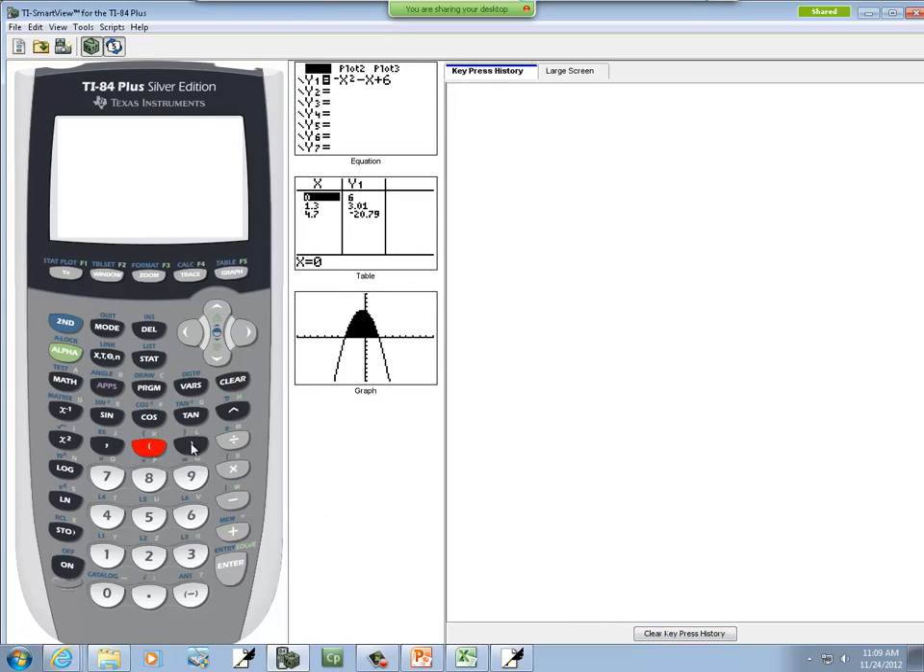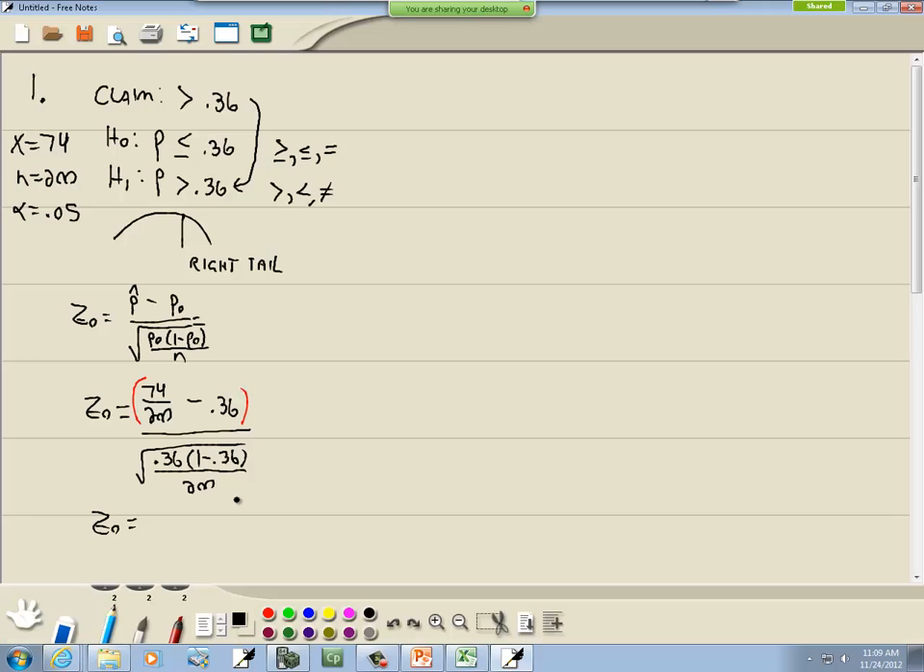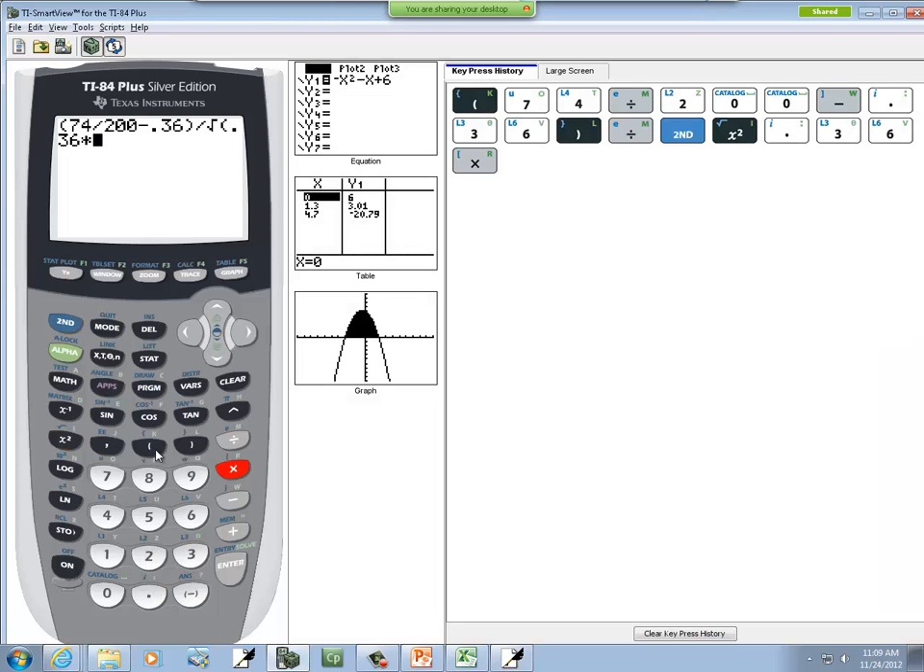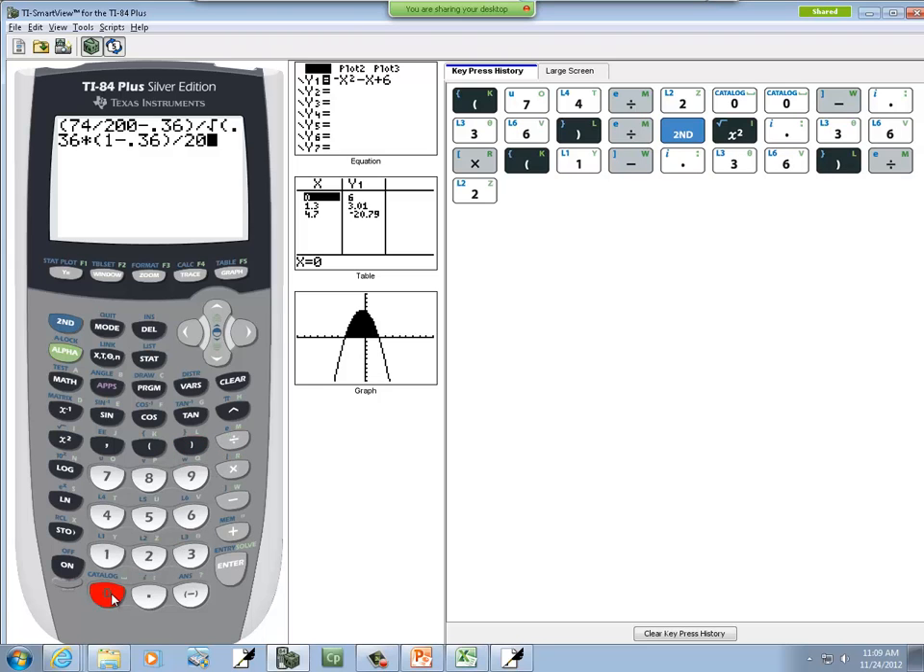Okay, so I'm going to do my beginning parentheses, 74 divided by 200 minus 0.36. Closing parentheses divided by second x squared for the square root, and then 0.36 times beginning parentheses 1 minus 0.36. Closing parentheses divided by 200. Let me double check that. Minus 0.36. Okay, enter. And we get 0.29.